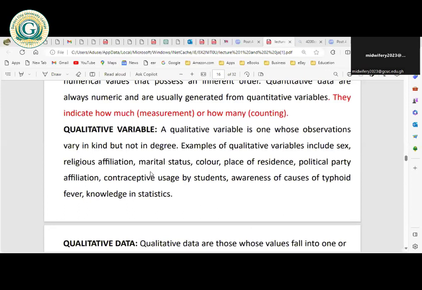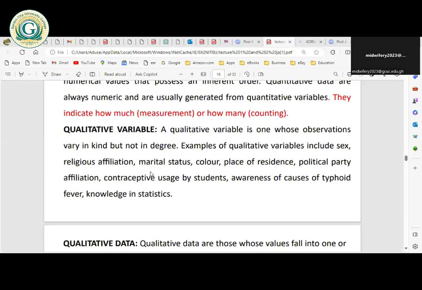And what you are going to observe is a category. Most statisticians also refer to qualitative variables as categorical variables, because you always get them in a category or in a categorical form. Like gender, you get two categories for it: male and female.